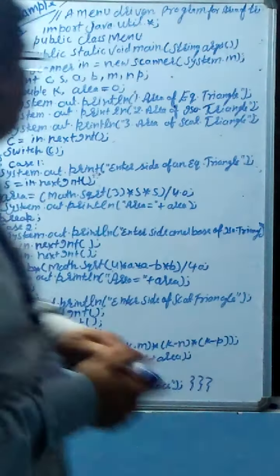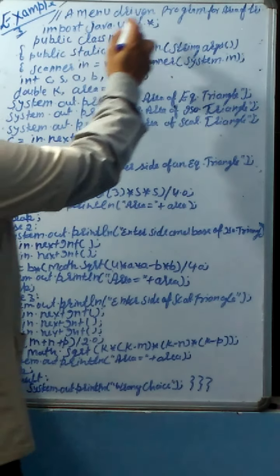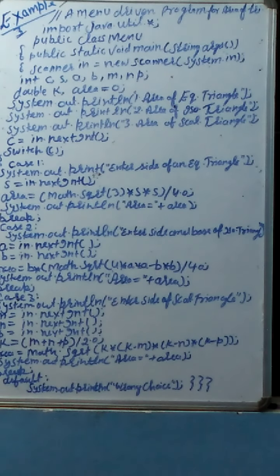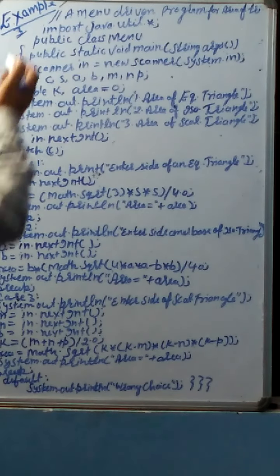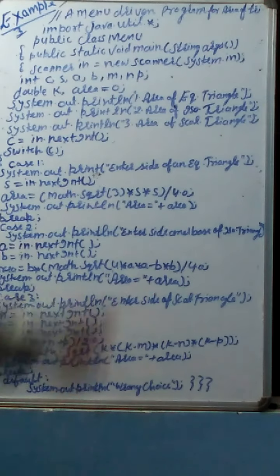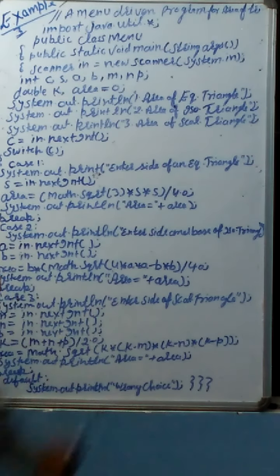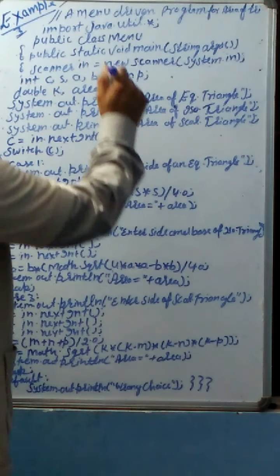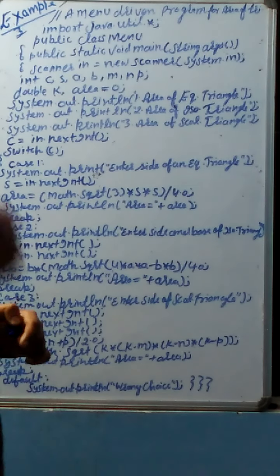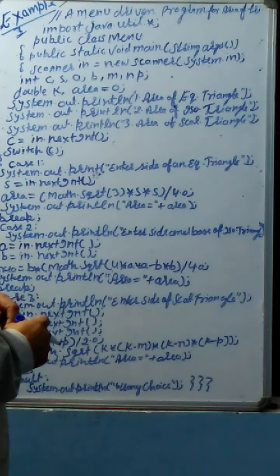Now start your program. First of all we will write the comment: a menu driven program, area of triangles. Then import java.util.*; then semicolon. Then you have to define the class, public class menu. Then open bracket, then public static void main, String args. Now we have to use the Scanner: Scanner in is equal to new Scanner(System.in).